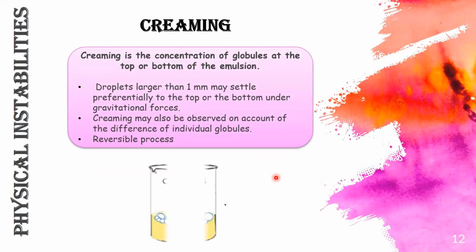Creaming is the concentration of the globules at the top or the bottom of the emulsion. That droplet size can be of 1 millimeter. It can be observed on account of the difference in the individual globule. And we can say that it is a reversible process. How is it a reversible process? Because cream can be redispersed easily by agitation. This is possible because the oil globules are still surrounded by that protective sheet of the emulsifier.